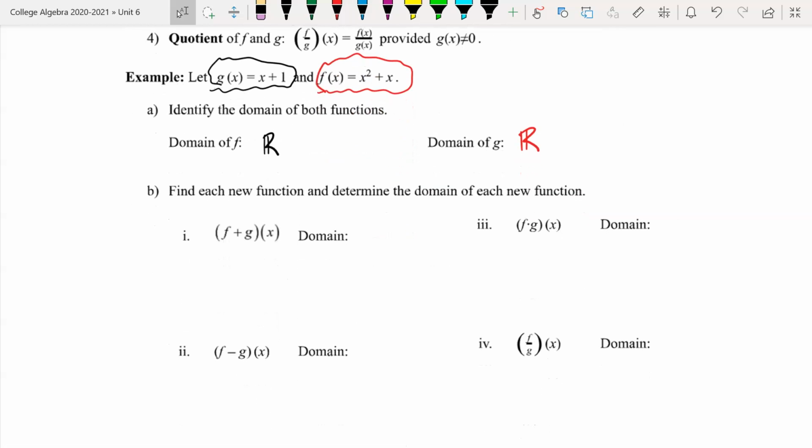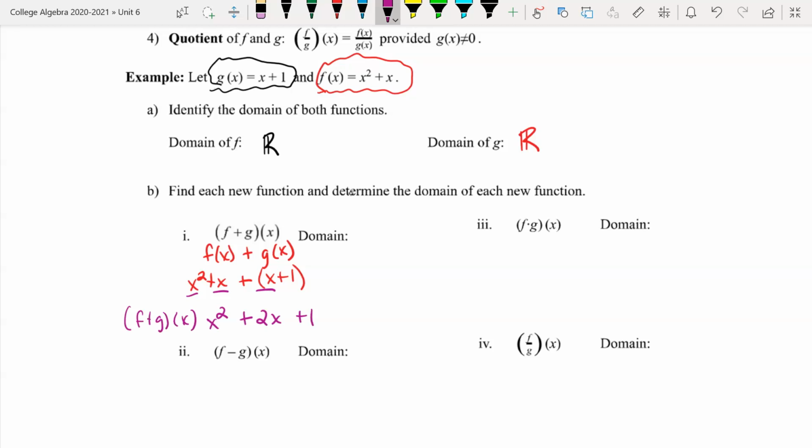So f plus g of x. That means I'm going to take f of x, and I'm going to add it to g of x. So I'm going to take x squared plus x, and I'm going to say plus x plus 1. Well, x squared's by itself, so I can't do anything else with that. X plus x would give me 2x, and 1 gives me 1. So f plus g of x is equal to x squared plus 2x plus 1. The domain, again, for that function would be all real numbers because there's no fractions.